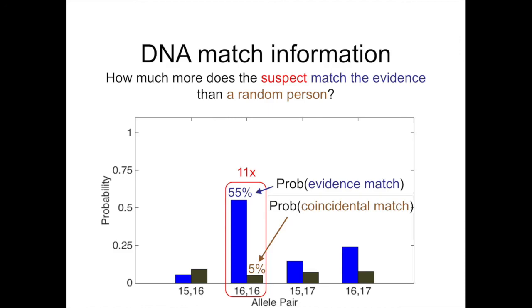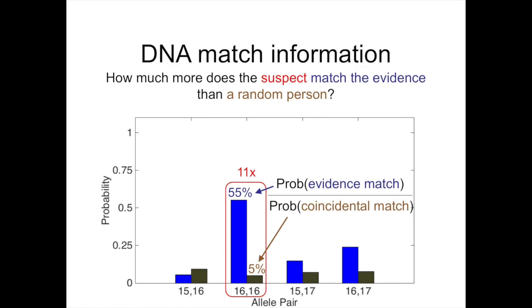And the question is, if we compare what we know from the evidence match probability to the coincidence probability, what's the ratio? When the ratio is less than one, as we see all the way on the left with that 16:16, we see that coincidence is twice as likely as an actual specific evidence match. And that would give you an exclusionary weight. That would give you a number of a half. The blue bar is half the height of the brown bar. On the other hand, if we go over one and look at the 16:16, we see that the blue bar is at 55%, whereas the coincidence is only 5%. And dividing the chance of a match by the chance of coincidence, 55 over 5 gives us 11.